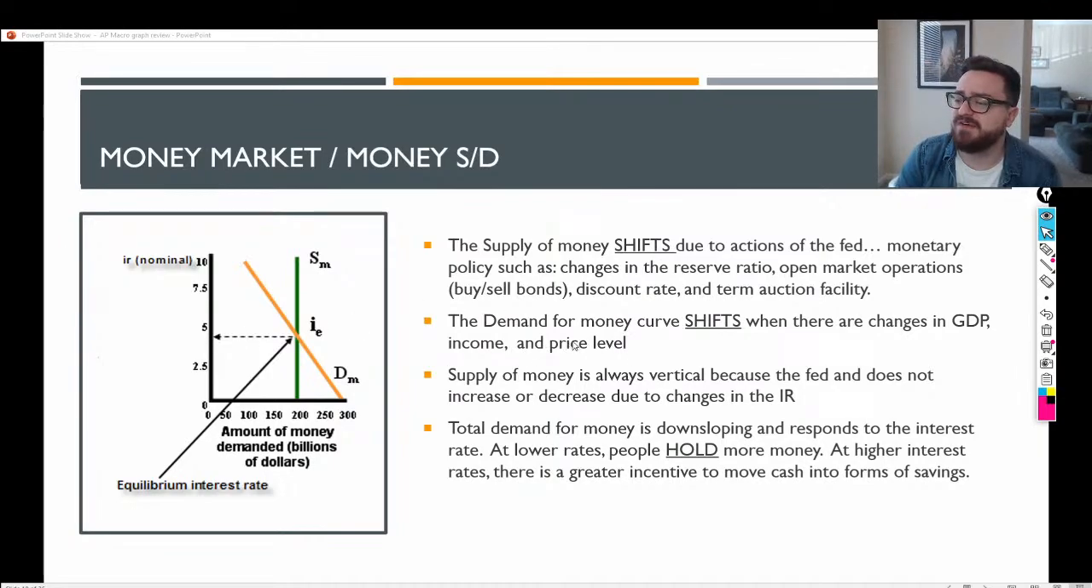And for price level, if everything is more expensive, then you would need to have more spendable money on hand to just pay for the same things as before. So higher demand for money. If price level is lower, you wouldn't need as much spendable money. So demand for money is lower. That's it.